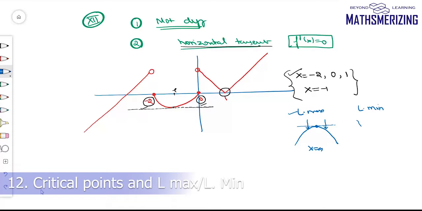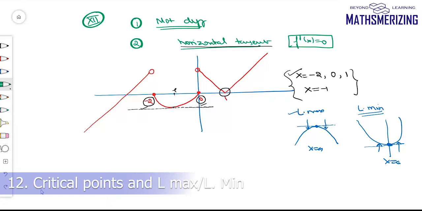In the same way, suppose at x equals a I have this value, which is f(a). Now just before a, the graph lies above this line, and after a also the graph lies above this line. So if the value is less than both its neighbors, then I'll say it's a point of local minimum.